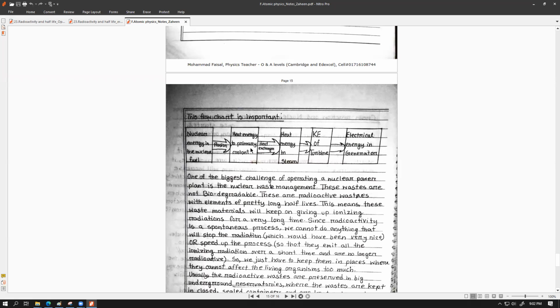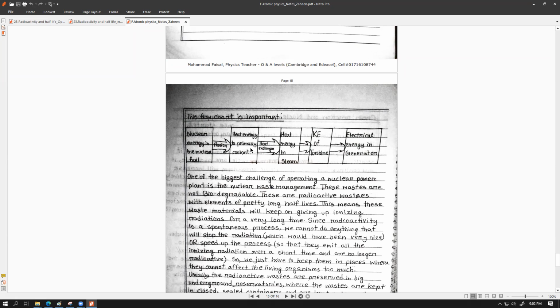One of the biggest challenges of operating a nuclear power plant is nuclear waste management. These wastes are not biodegradable. They are radioactive waste with elements of pretty long half-lives. This means these waste materials will keep on giving up energy for a very long time. Since radioactivity is a spontaneous process, we cannot do anything that will stop the radiation, which would have been very nice, or speed up the process so that they emit all the ionizing radiations over a short period of time and are no longer radioactive.